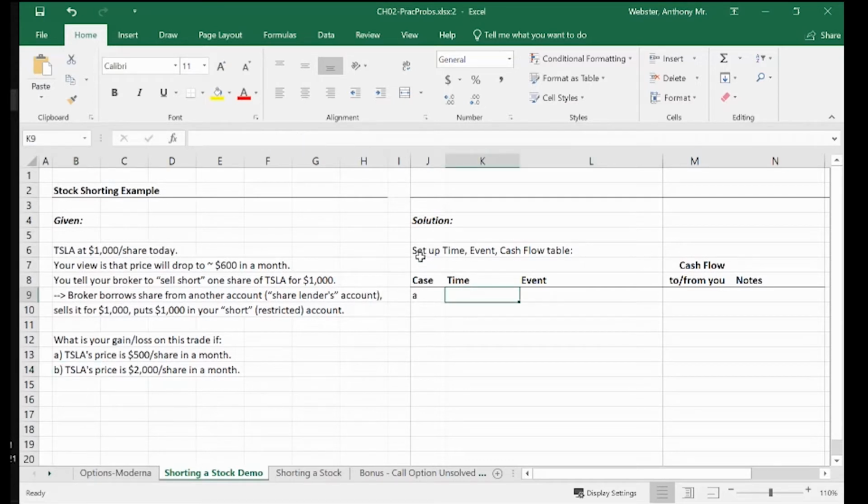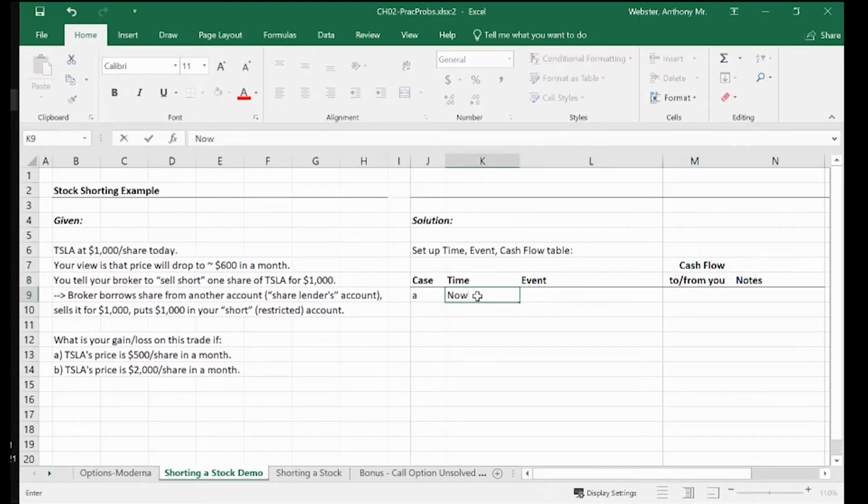So the way to solve all of these problems for shorting stocks as well as for options is to set up a time event cash flow table. I'm going to include case here so we can solve A and B in the same table. But in general, you want to have what time is it? What's the event that happens at that time, and what's the cash flow to or from you? Don't worry about any other cash flows. And then maybe we'll take some notes as we go along.